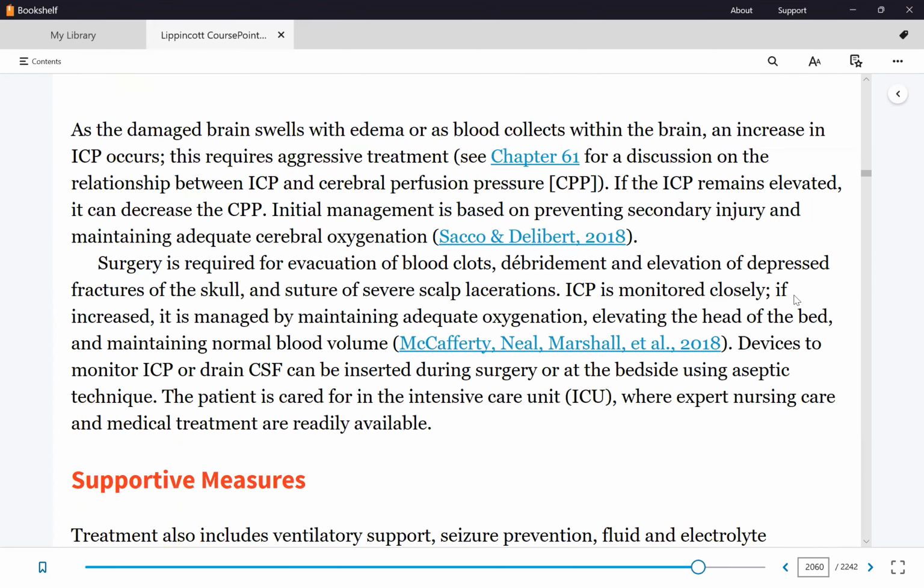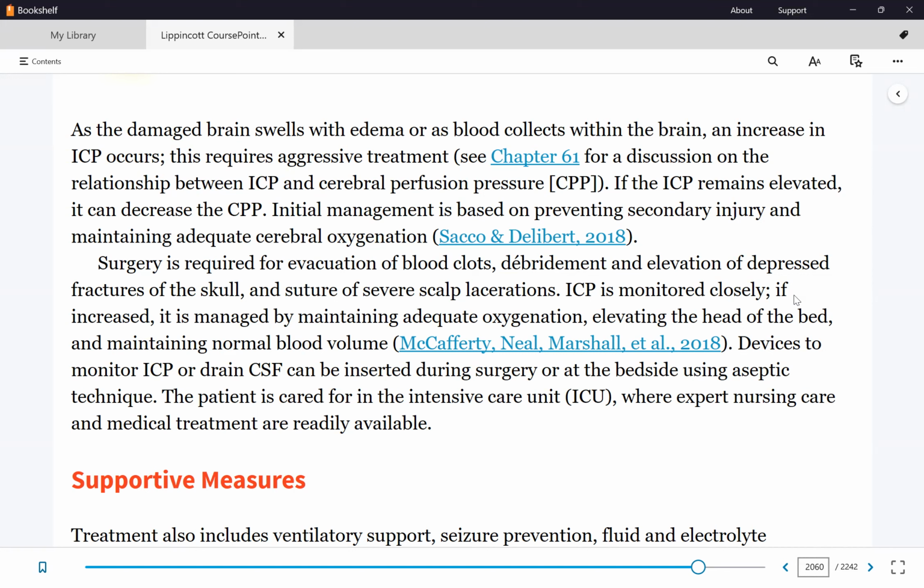So this is not any different. The management for ICP caused by a stroke, ICP from head injury or traumatic brain injury, are they different? Exactly the same. Okay, so manage temperature, manage the head of the bed position, oxygenation, CO2.